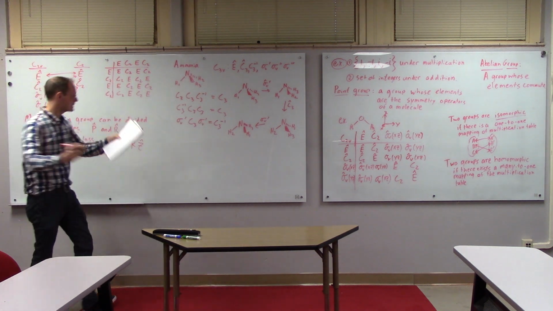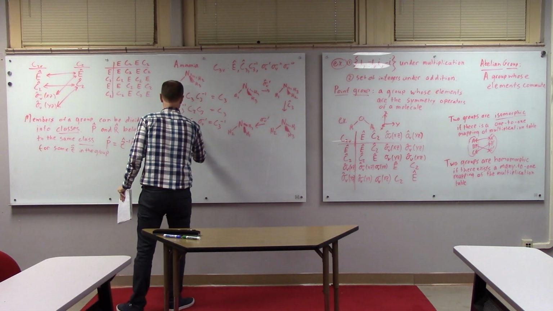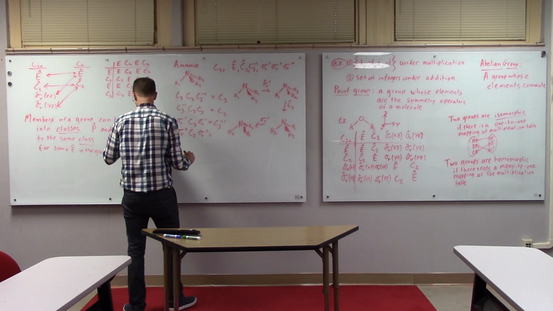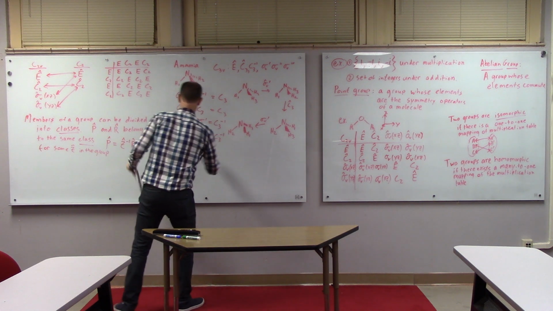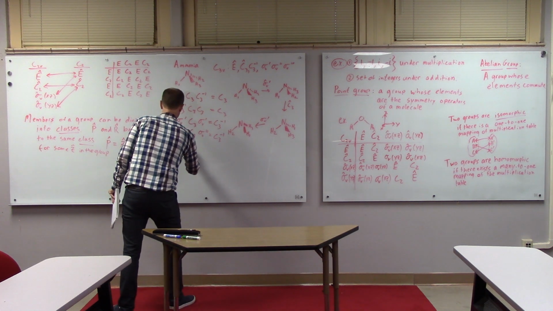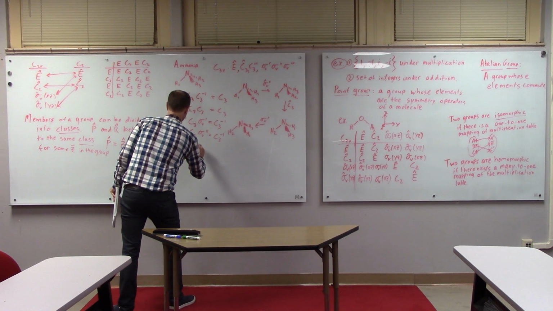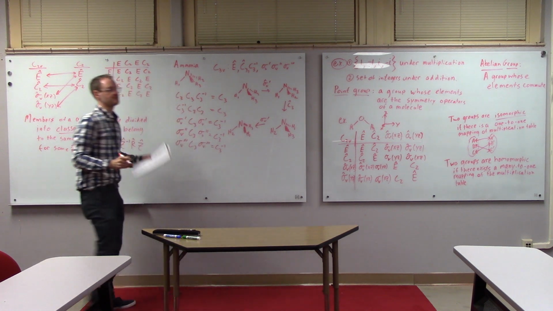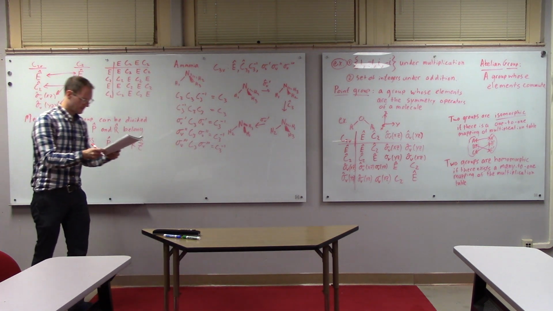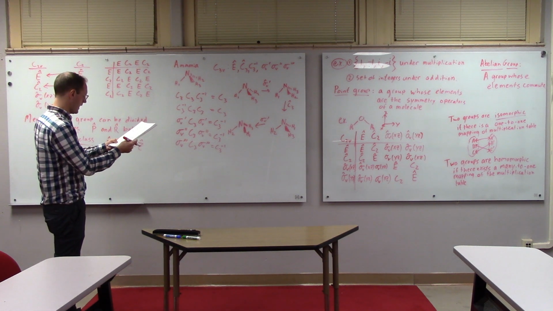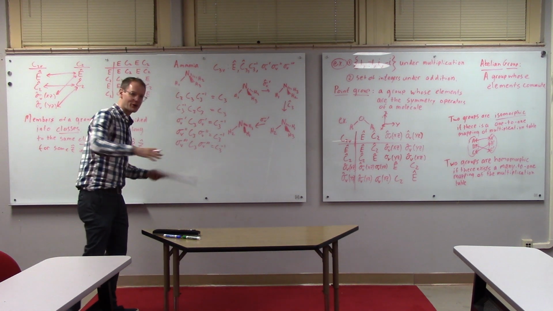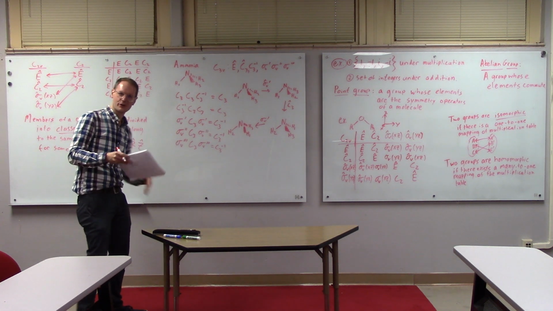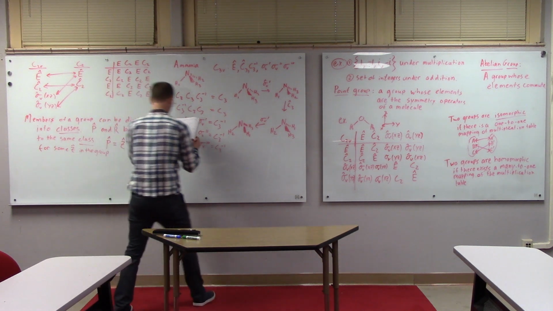And by similar arguments, you can show that sigma V double prime times C3 times sigma V double prime is also equal to C3 inverse, and sigma V triple prime times C3 times sigma V triple prime is also equal to C3 inverse. Okay? And using similar arguments, I'll let you work out the operator algebra by yourself. You can go through this and convince yourself that it's true.